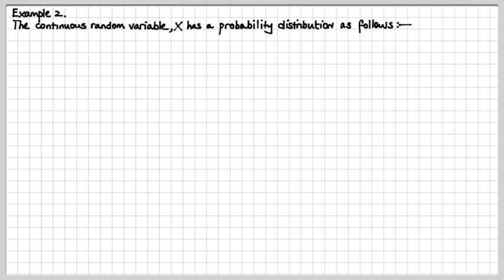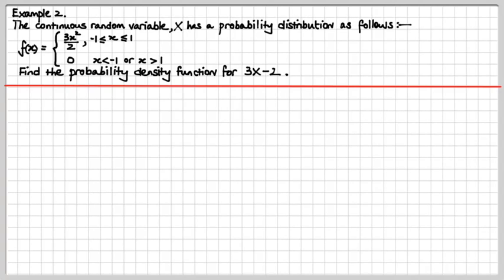Here's another example with a real life PDF this time. So let's have a look. We're saying that the continuous random variable x has a probability distribution as follows. f of x equals 3x squared over 2, where x goes from -1 to +1, inclusive, and it's 0 at all other spots of x, yes? Now, what we're required to do is to find the probability density function for 3x minus 2.